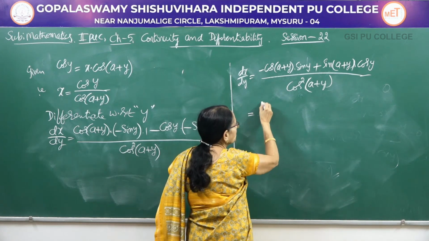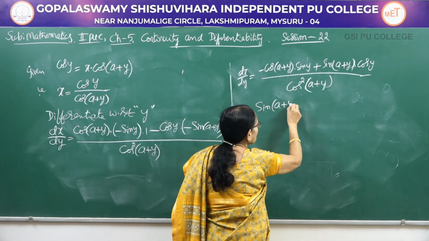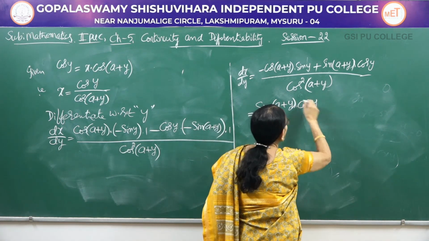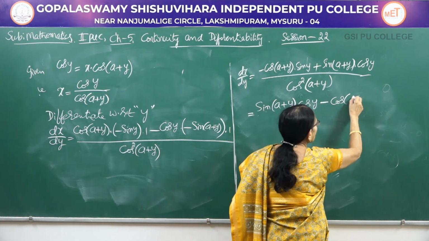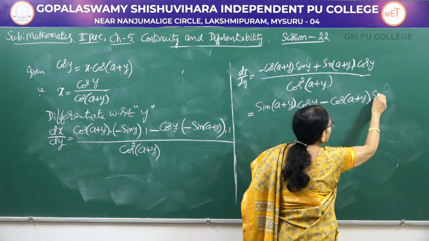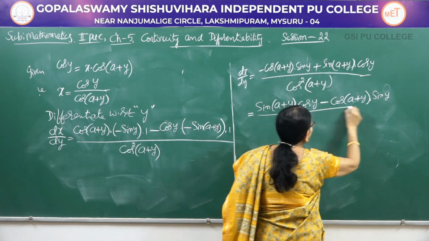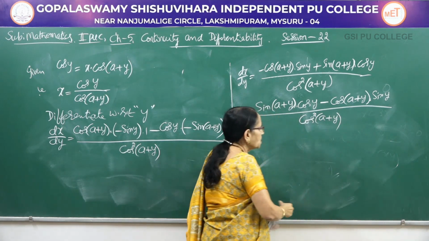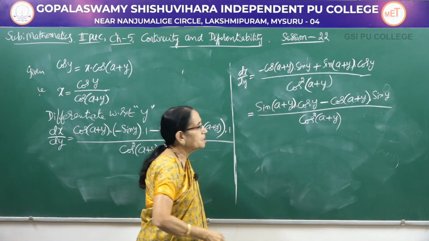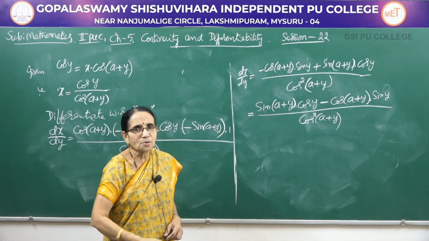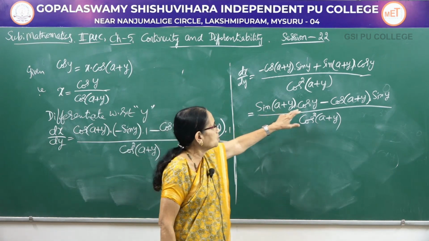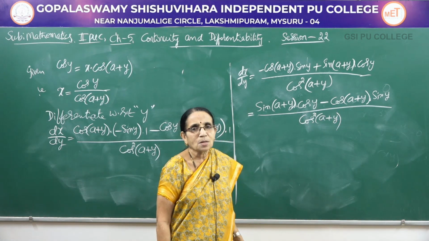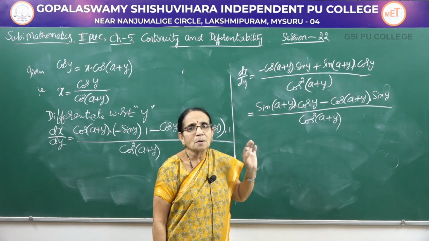Okay. Now, I'll write that positive term first so that you can understand it clearly. That is positive, I am writing first sin of a plus y into cos y minus cos of a plus y into sin y, whole thing divided by cos square of a plus y. Now, look at the numerator. Which formula does it resemble? Sin A into cos B minus cos A into sin B. What is that equal to? Sin of A minus B.